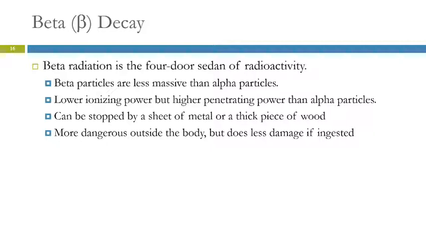So beta radiation can be stopped by a sheet of metal or a thick piece of wood, but paper or clothing is not going to stop it. So beta radiation is more dangerous outside your body because it can get in, but it does less damage if you ingest it or inhale it.